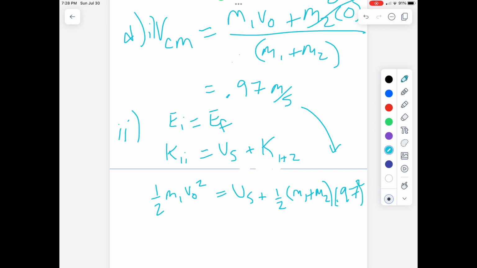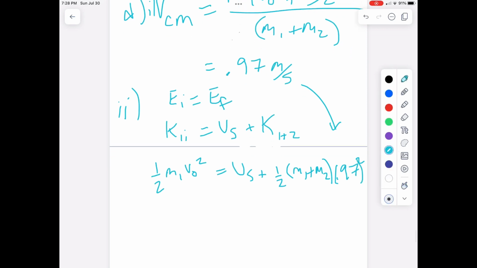Okay, so now if I just subtract that from both sides, I get spring potential energy is equal to 0.5 times 9 minus 0.5 times 1.55 times 0.97 squared. All right, and I get that my spring potential energy is equal to 1.52 joules. All right, and that's it for this question.